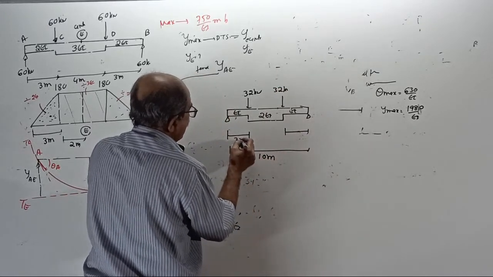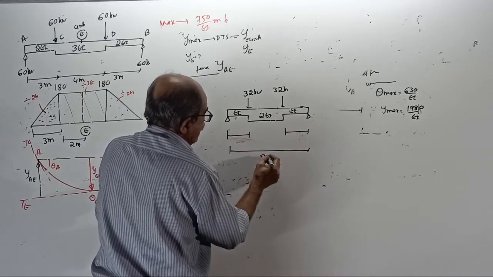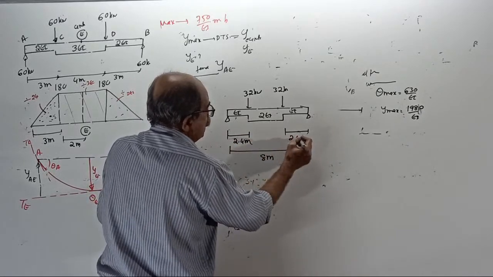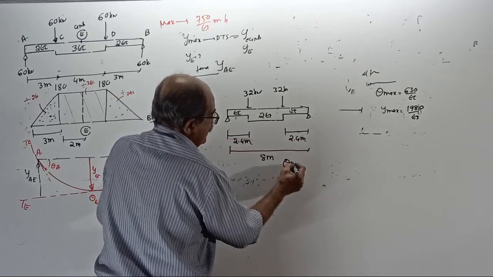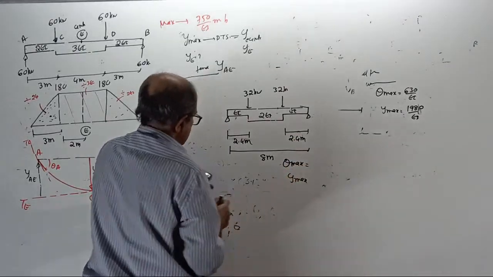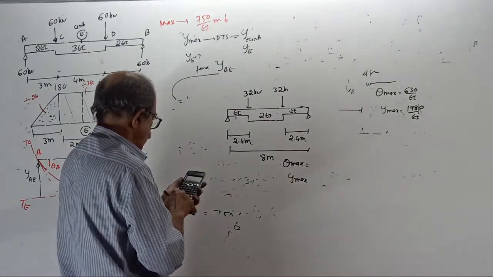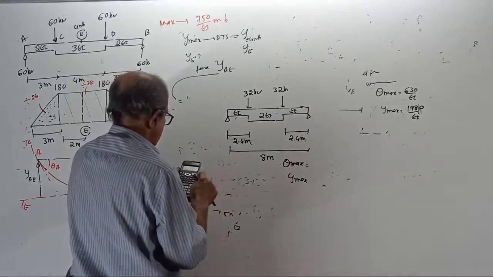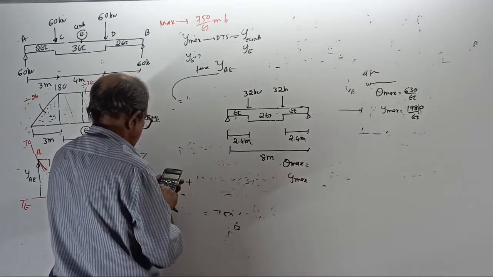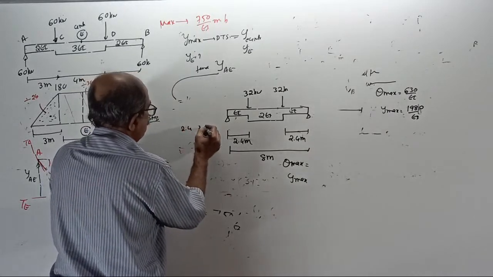This is 3 meter. Not 3 meter, better... Already 3 meter there. Span is 8 meter. This is 2.4 meter. This is also 2.4 meter. Find theta max and Y max. 10 minus 4.8 divided by 2 is 2.6 meter. This is 2.4. That is 2.6.